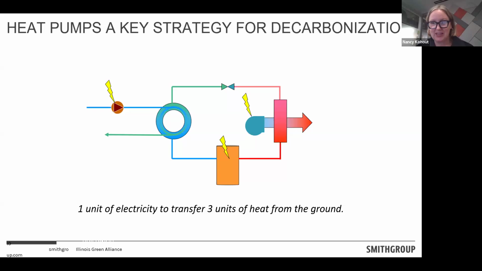And when we start to look at things like simultaneous heating and cooling and water source heat pumps, that 1 to 3 could be more like 1 to 5, 6, or 7. So there's a great opportunity to get our existing power infrastructure, especially in cold climates like ours in Chicago, to function with heat pump technology. And water source is very key. I'm going to explain a little bit about why that is. Next slide.